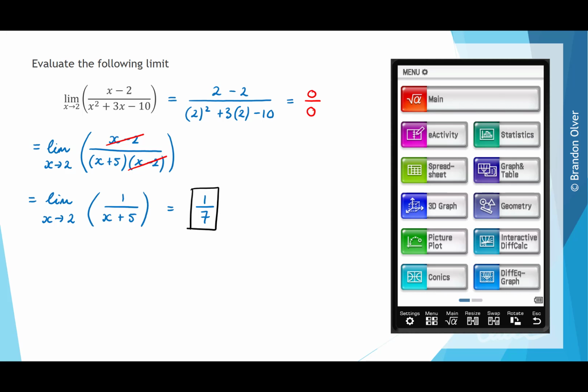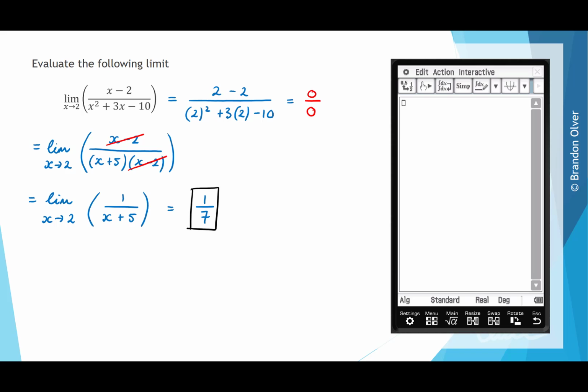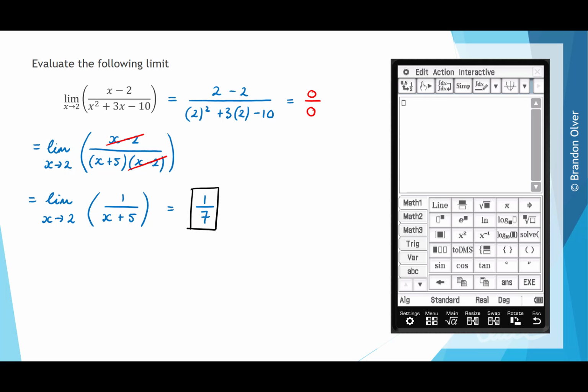On the CAS calculator, go into the main menu. Next, click on the keyboard button on the hard keypad to bring up these options. Now in Math 2, we can use this button, which is the limit button, to type in x approaches 2 for our expression, which is going to be (x subtract 2) all divided by (x to the power of 2 plus 3x minus 10).